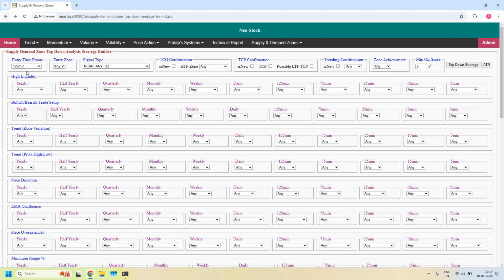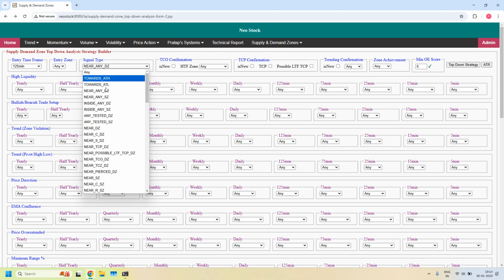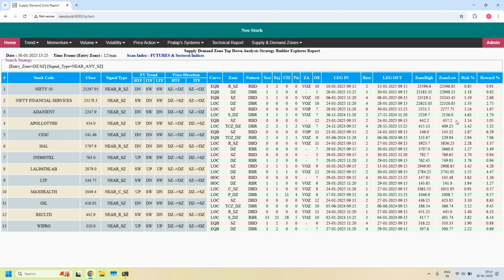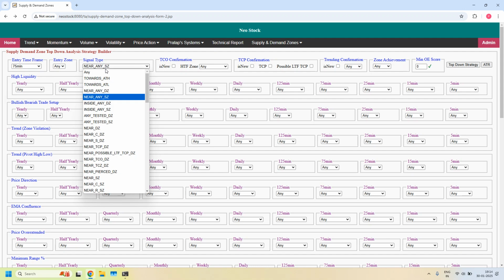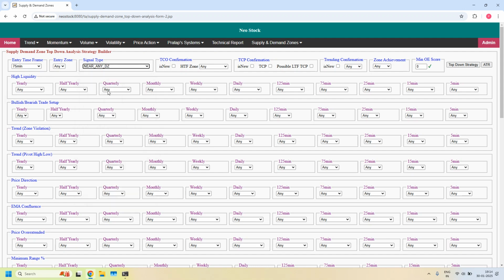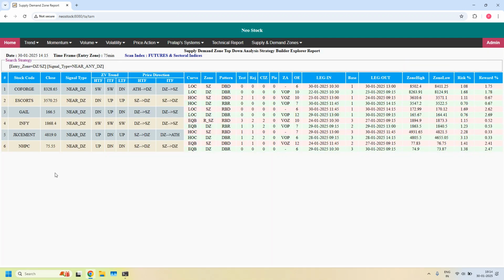Next 125 minutes time frame. Stocks near 125 minutes supply zone. We got 13 stocks. Okay, next time frame is 75 minutes. Entry time frame 75 minutes. Let us find the stocks near 75 minutes demand zone. We got 6 stocks. Let us identify high liquidity zones.